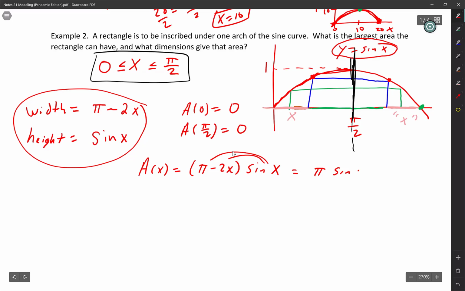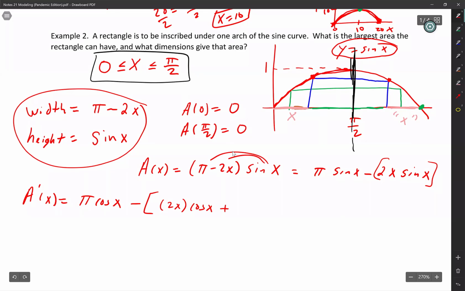Pi sine x minus 2x sine x. You're gonna have to do product rule anyways. Here we go, I'm taking a derivative. Why am I taking a derivative? Because I'm trying to find a critical number that's going to make this statement true. That's going to give me the largest possible area of this rectangle. The derivative of pi sine x is pi cosine x minus, here's my bracket because I want to make sure that I get it right. First times derivative of the second plus second times derivative of the first.